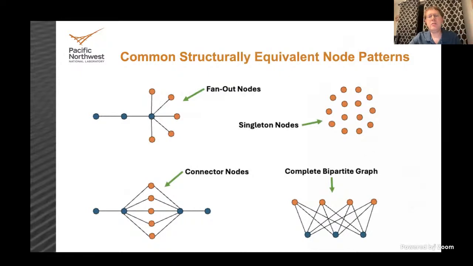Some common structurally equivalent node patterns are the following. These are ones that we see a lot in some of the real-world data we have been working with. One example is the fan-out nodes. That's the example we showed at the beginning, where you have a single node attached to a lot of other nodes, and it's the only node that they are connected to. But other common patterns include connector nodes, which can connect to two different nodes, or also singletons, like when you see a lot of nodes that have no edges at all, which can happen in certain types of graphs. And lastly, another pattern we sometimes see in our data is complete bipartite graphs or connected components, where you have two sets of nodes that are all connected to each other.